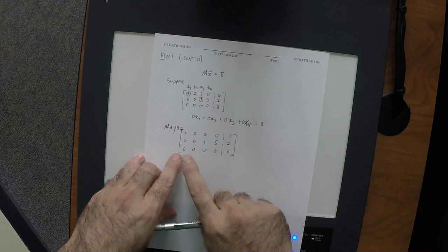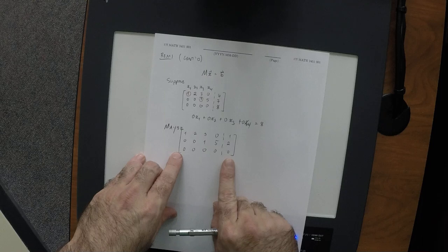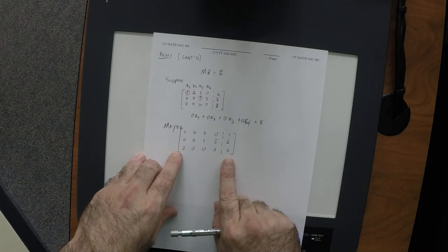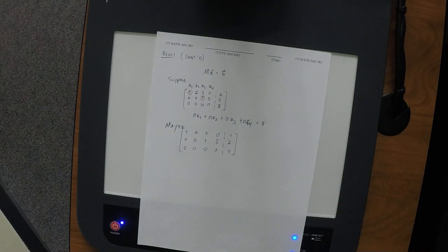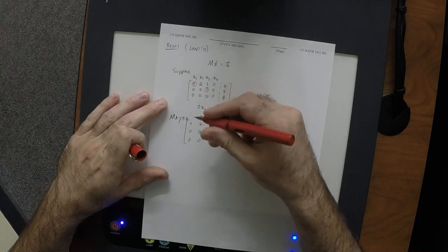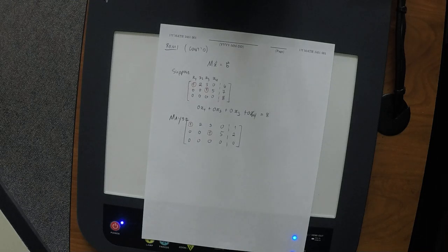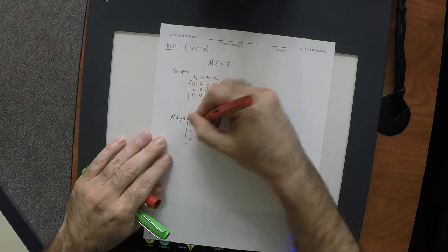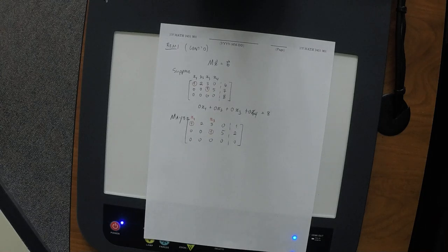What this row is saying is that 0x1 plus 0x2 plus 0x3 plus 0x4 is equal to 0. Well, of course it is, right? So now there's going to be how many free variables? There's going to be two free variables, because we have two pivotal columns and two non-pivotal columns. So that's to say that these variables, x1 and x3, are not free, and the other two are free.